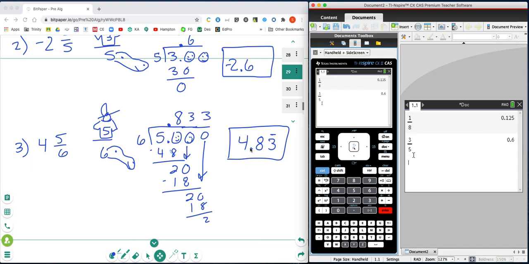Now, how do I check it? I go over to my calculator. I don't have to put the 4 in because it's the whole number. I'm going to do Control, Divide, 5, arrow down, 6, Control, Enter. And sure enough, there's my repeating 3. And now you know how to convert fractions to decimals.